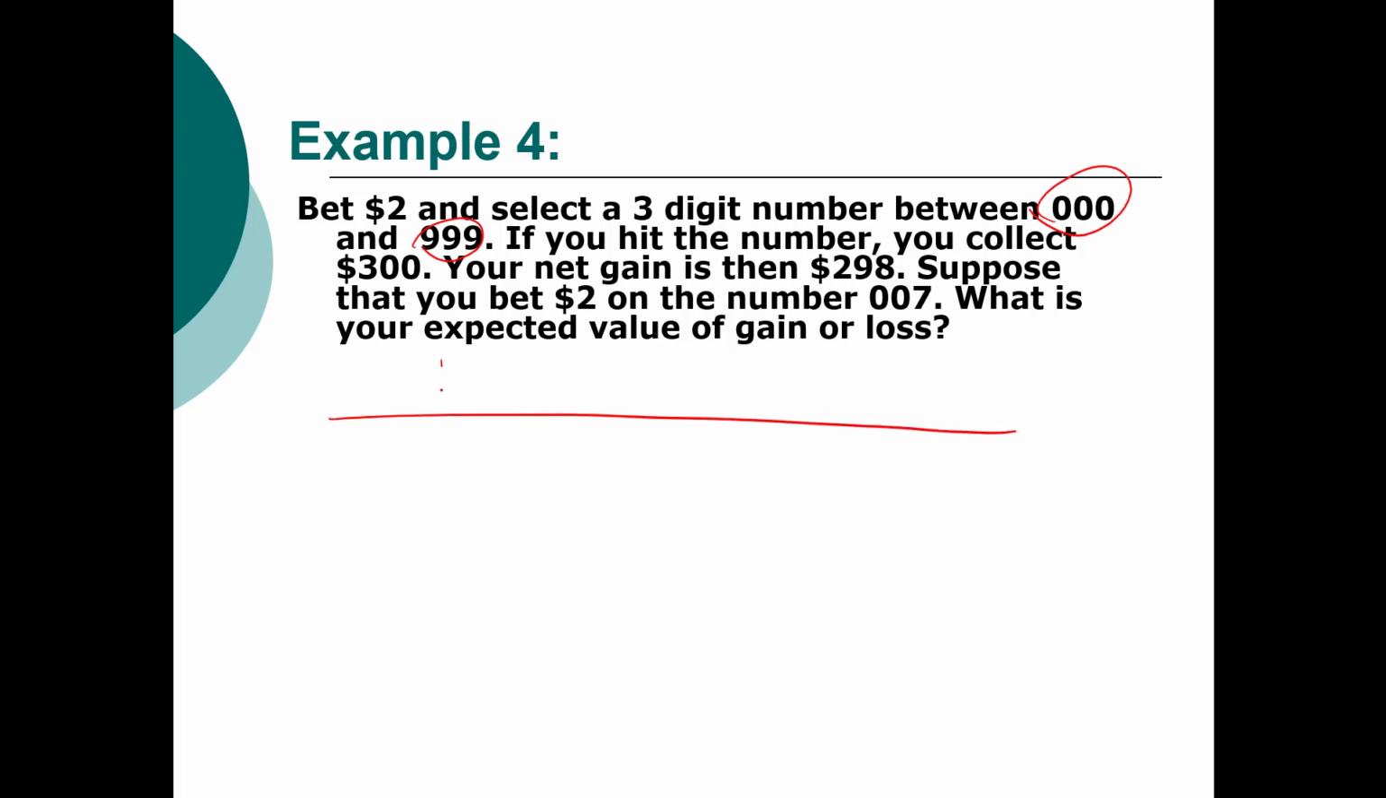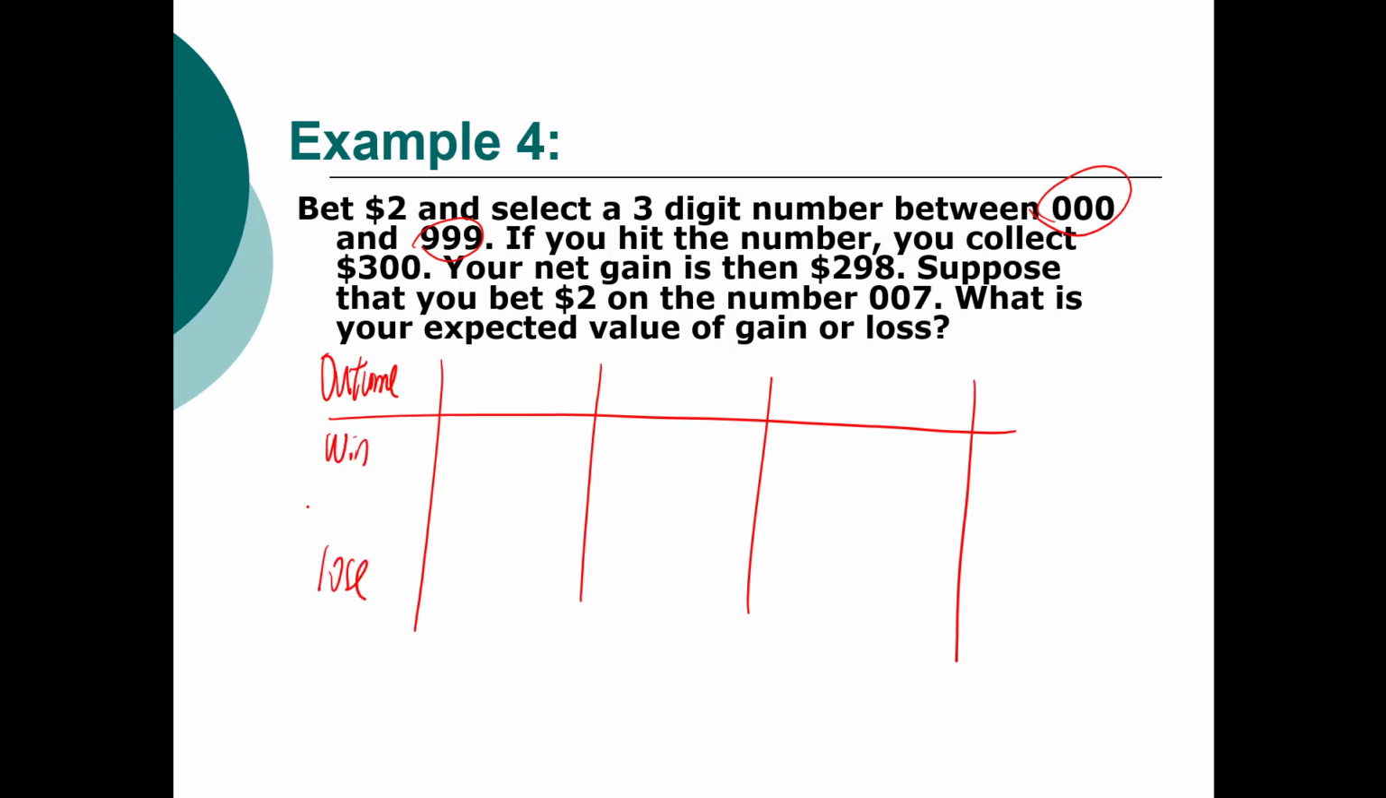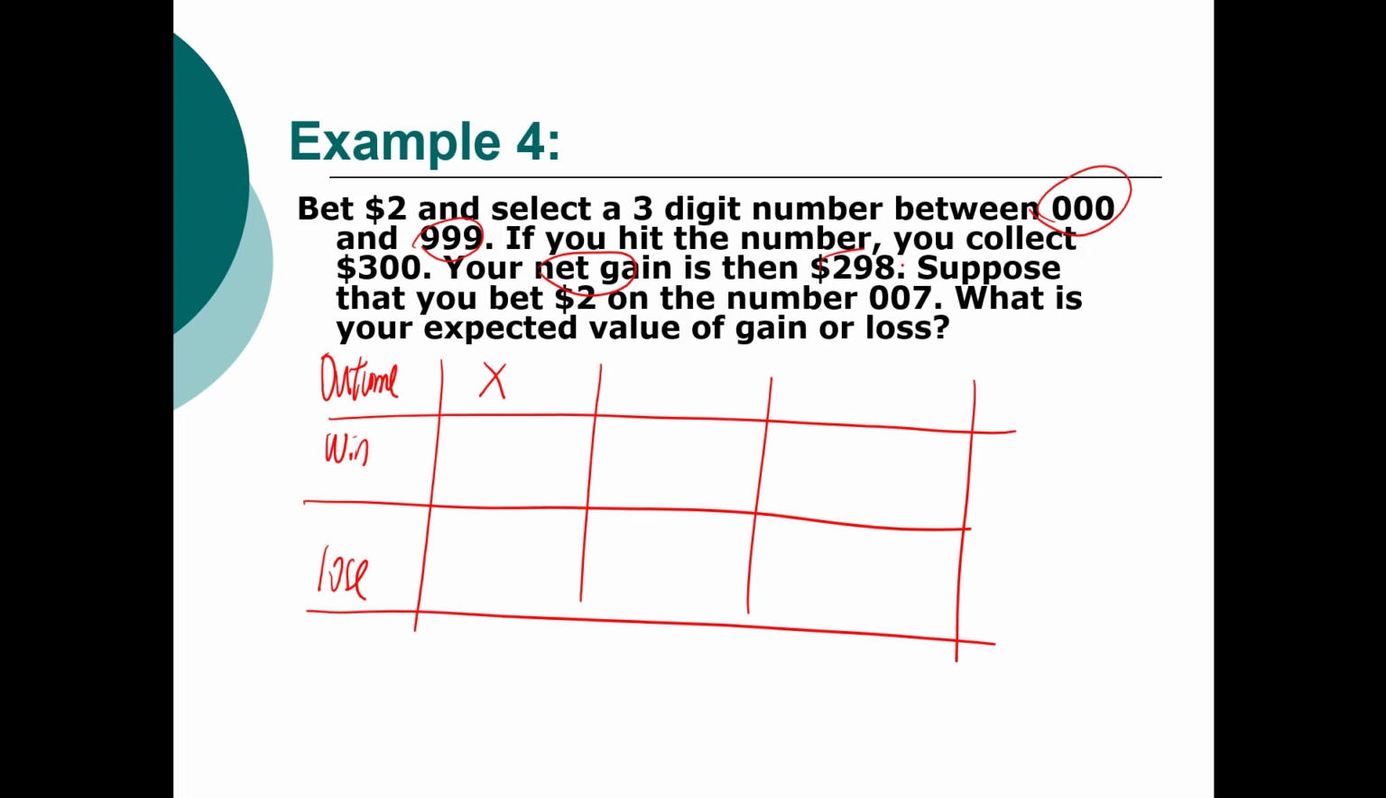Similarly, we're going to create a table. There are only two outcomes: either you win or lose, right? If you win the game, you have a net gain of $298. That's what we call the profit on this winning case. And in the losing case, you're losing $2 at most.